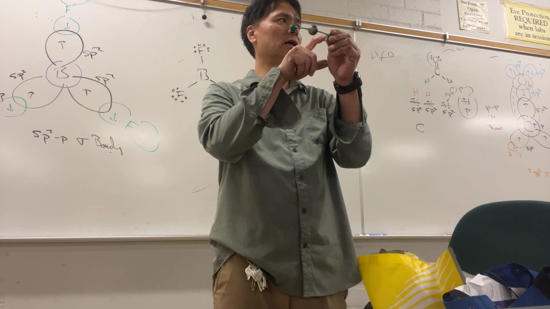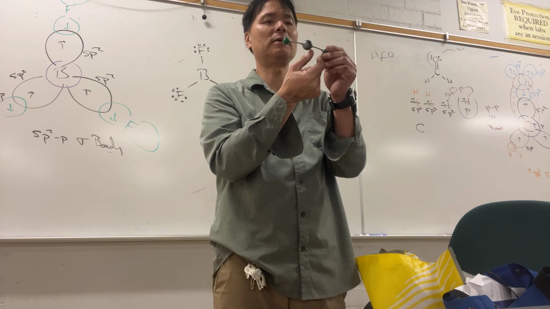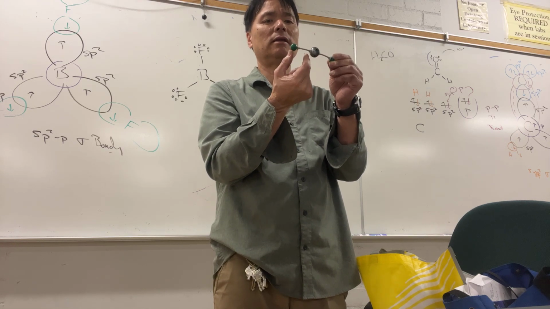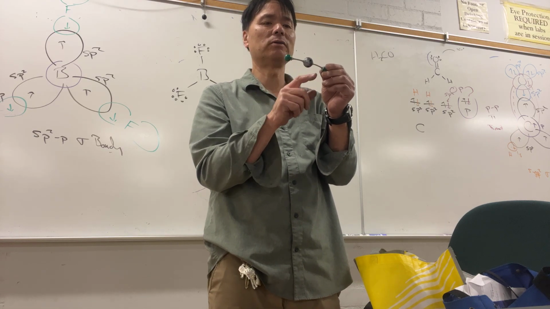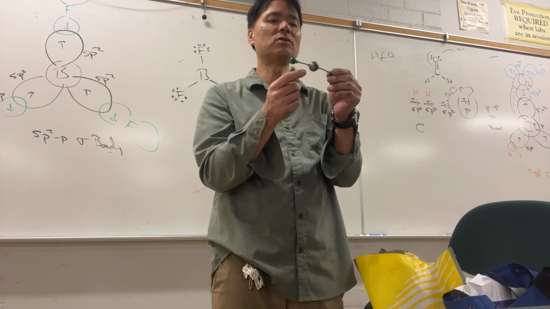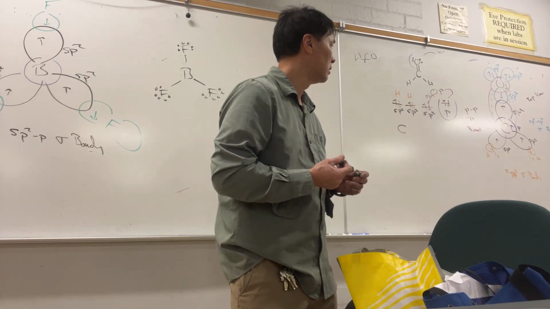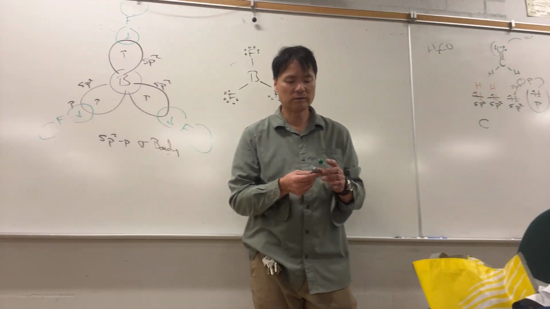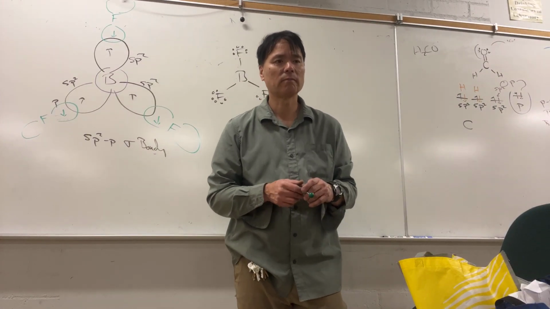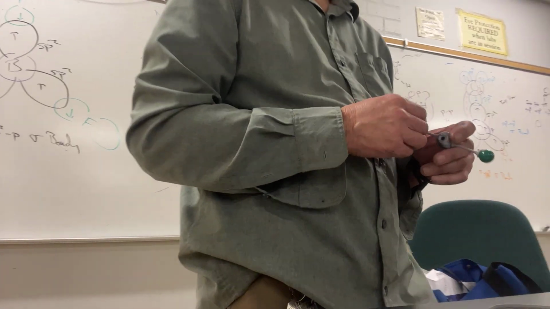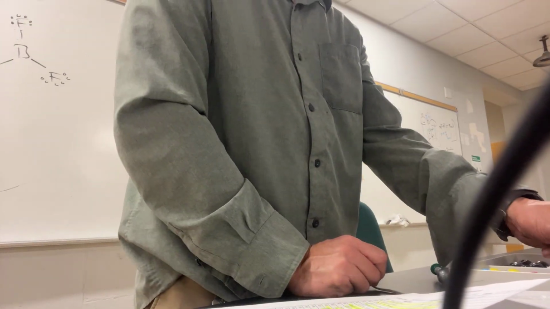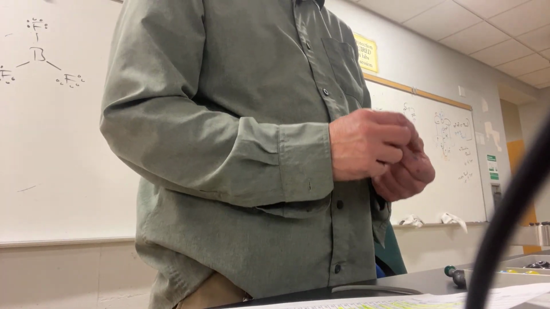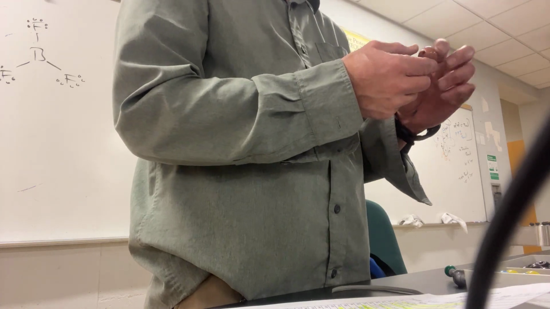Okay, the next one we're going to build is boron trifluoride. So get the brown ball. The brown ball has 5 holes. So look for the holes that are opposite one another, and you can pinch those. And then to the 3 holes in a trigonal planar arrangement, attach 3 long sticks to that, and then 3 green balls.